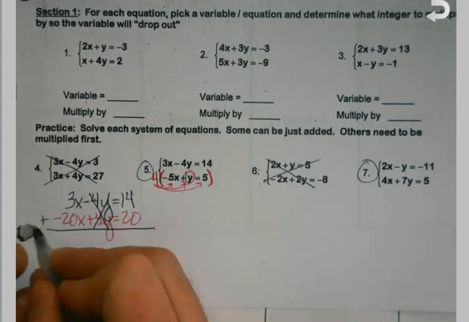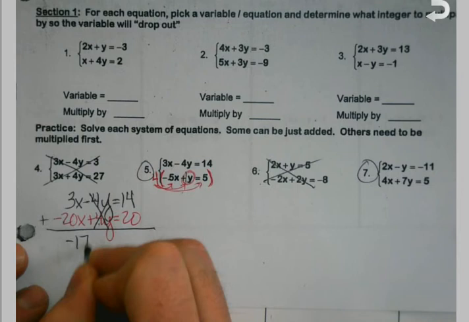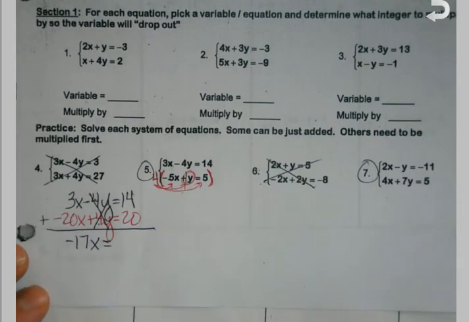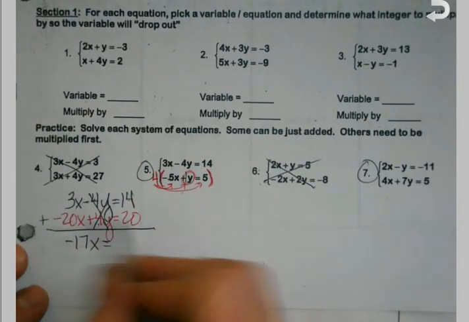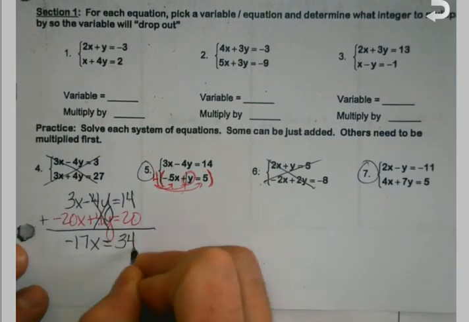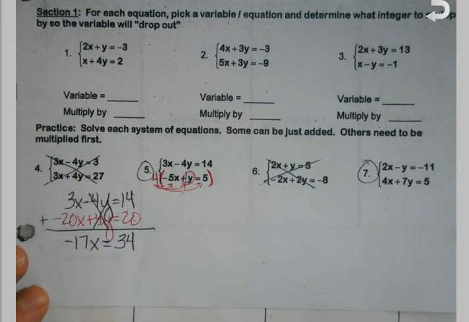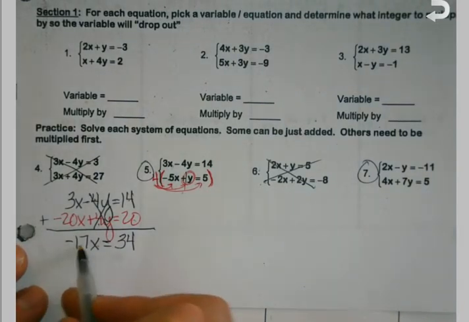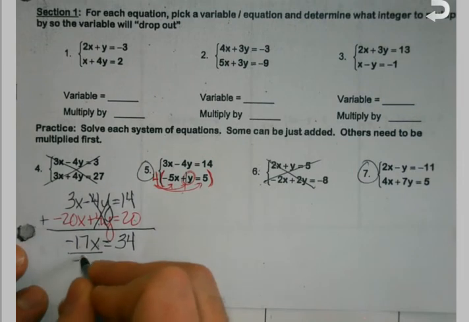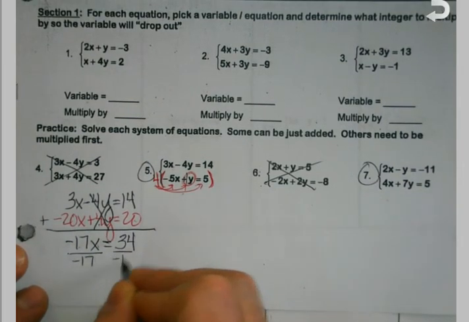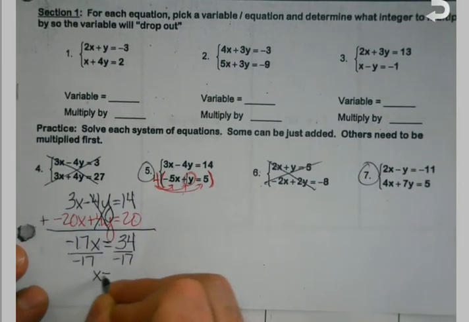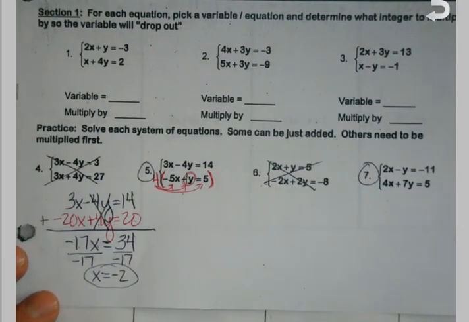So 3 plus negative 20 is negative 17. 14 plus 20 is 34. And I don't want to add 17 because I'm multiplying it times the x. So I'm going to divide by negative 17 and get my x value.